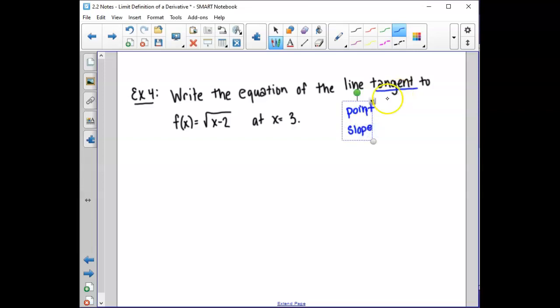And so that point is your point of tangency. So it's that point on the graph. Like in this case, we're looking at a square root graph. It's the point right here where we're looking for that tangent line. This point right here on the graph. And then our slope is of the tangent line.